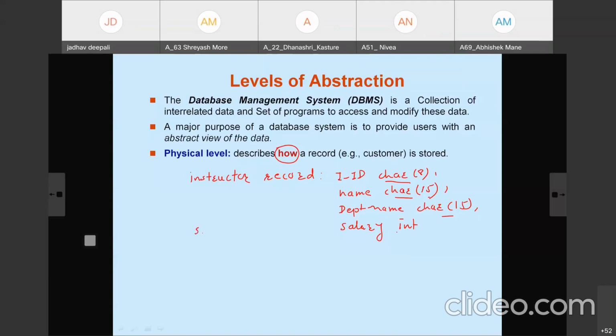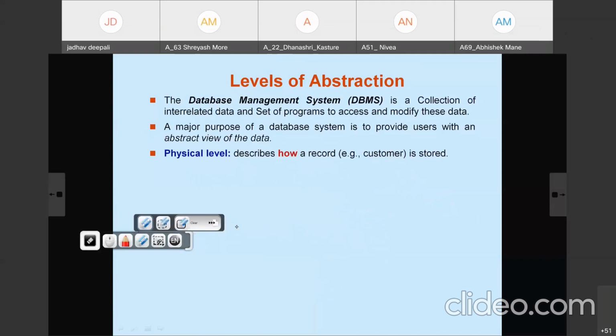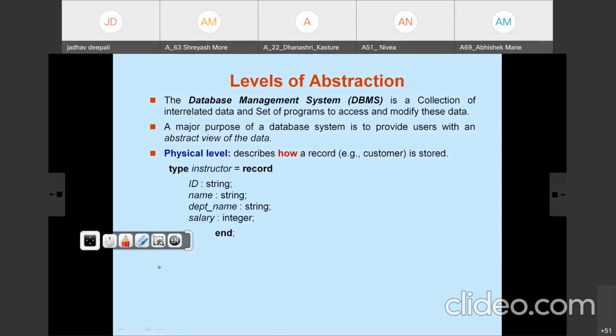If we consider the student record: student ID as a character, name of the student as a character, department name of the student as a character, and credits of the student as an integer. So how is the student record stored? In this way. That is the physical level: how the record is stored. The example I have already told you.